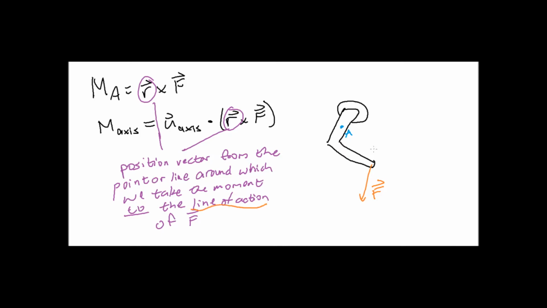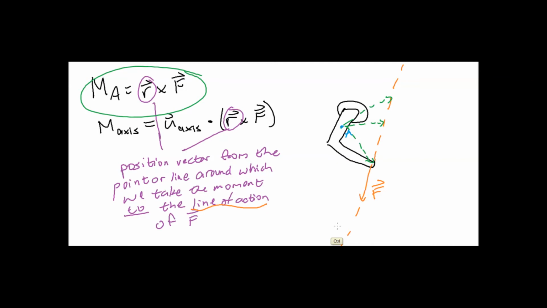So the first thing to define that's really important is the line of action. What is the line of action? Well, it's just the line along which F acts. So that means that our position vector for this equation can be this line here, which most people generally pick, but it could also be this line, or this line, or this line, or any other line that connects the point A to the line of action of F.